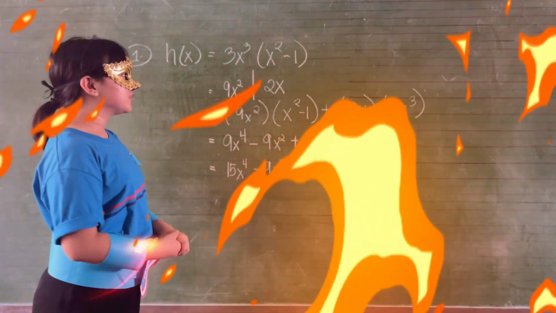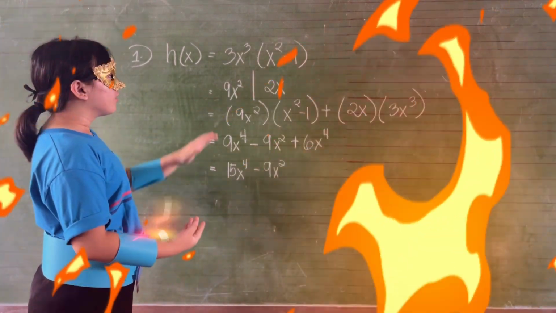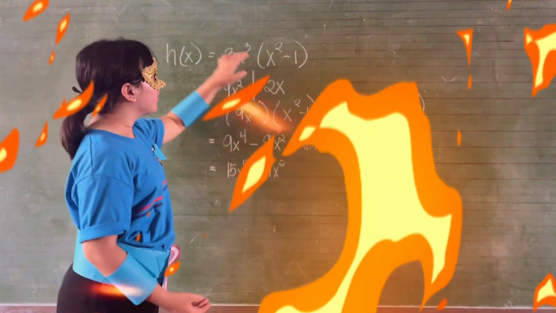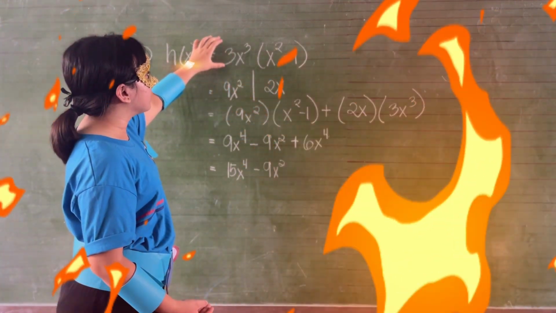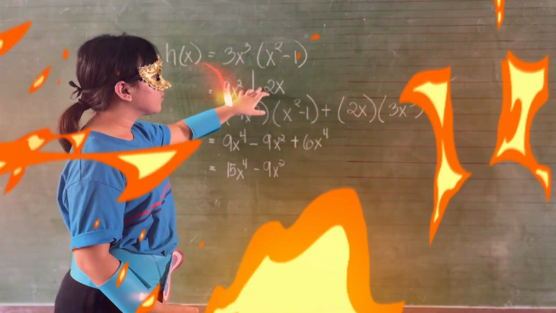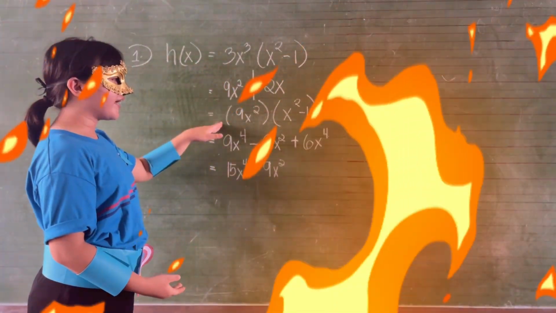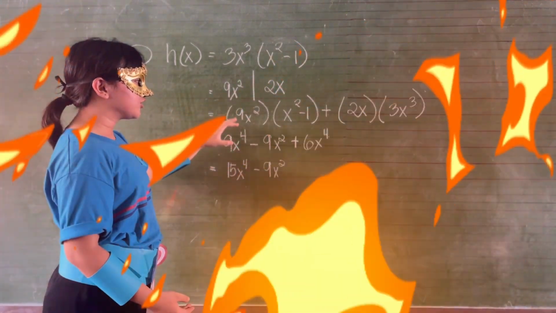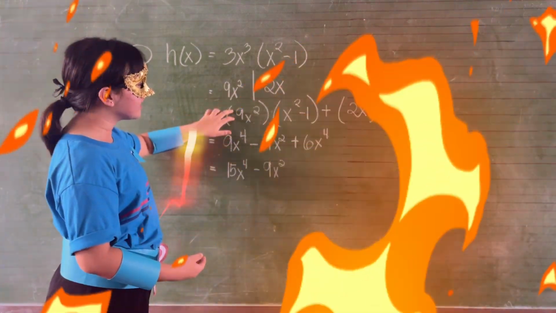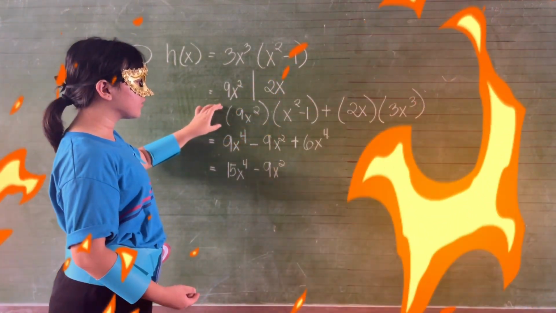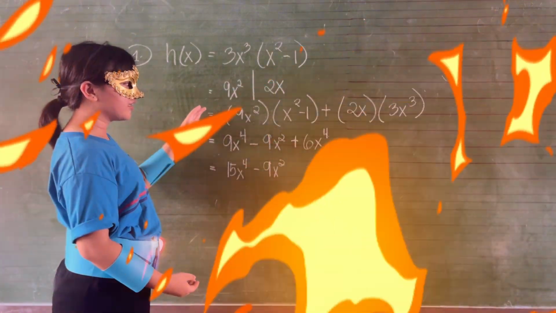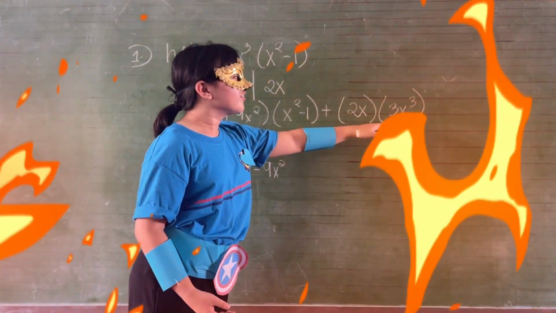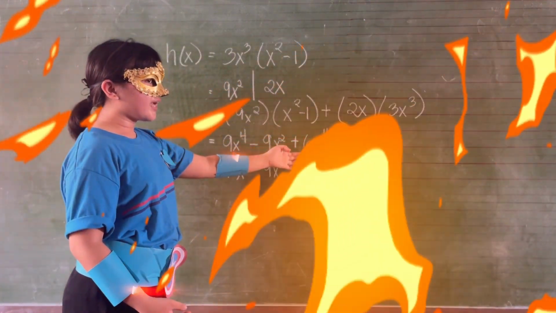So the next thing is we're going to cross multiply. So 9x squared times x squared minus 1 plus the second term, which is 3x cubed times 2x. So first, we're going to multiply this one. 9x squared times x squared is 9x raised to the power of 4. And next, 9x squared times negative 1 is negative 9x squared. Next, we're going to multiply this 2x. So 2x multiplied by 3x cubed is 6x raised to the power of 4.